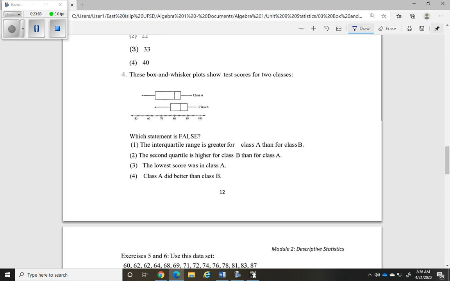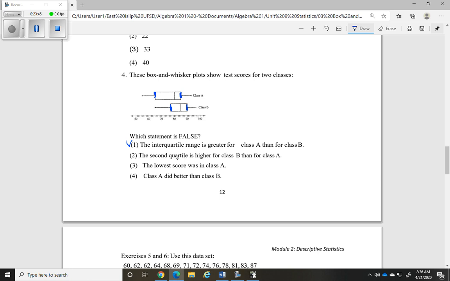So the interquartile range is greater for Class A than Class B. Well, an interquartile range means you subtract Q1 from Q3. I can just see visually that Q1 and Q3 are farther apart from each other in Class A than they are in Class B. So when I subtract, Class B will definitely be a smaller number than Class A. So that is a true statement, so it's not the answer to this question.